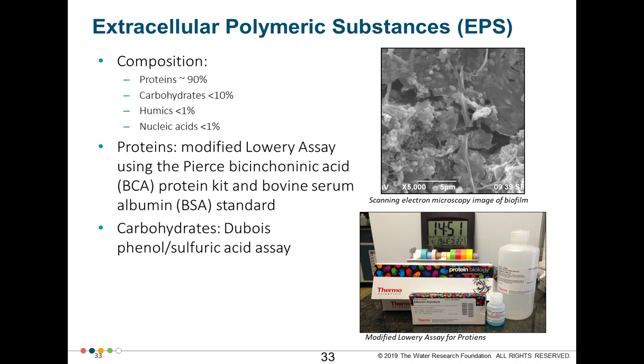There have been several studies that have looked at the percentage of protein to carbohydrate to other components to look at the composition of EPS, and it's been pretty well documented that the predominant composition is the protein fraction at somewhere around 90%. There are a couple different methods for measuring EPS. We based our method, the modified Lowry assay, using a BCA protein kit to focus on the protein fraction, since that is the more dominant fraction.